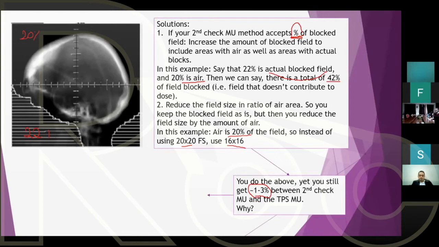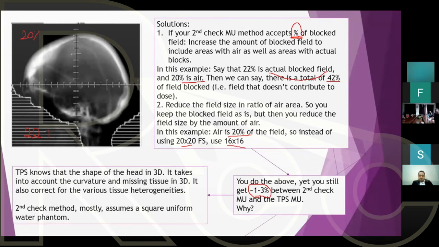But let's talk about it. We've done this and we still have disagreement. Why? It should be 0%. Right? I should get the exact same MU. Why do I still have a little bit of disagreement? Now, please don't forget that the verification software again assumes a cube water phantom, a cube of water. But your TPS knows that the organ has a curvature. You have a shape.